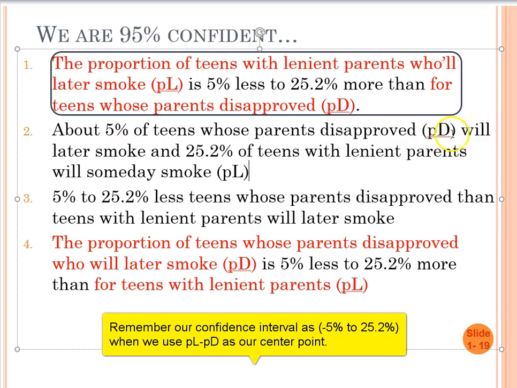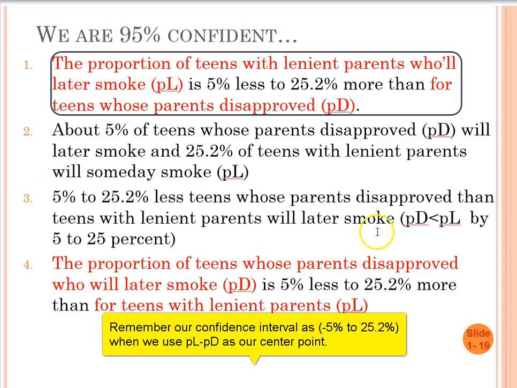And we don't know what the true proportions are. We just have an idea of where the difference is. This third statement then is incorrect because it's stating that PD is always less than PL.